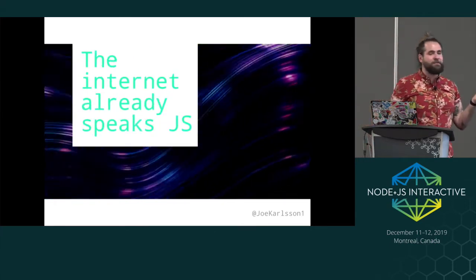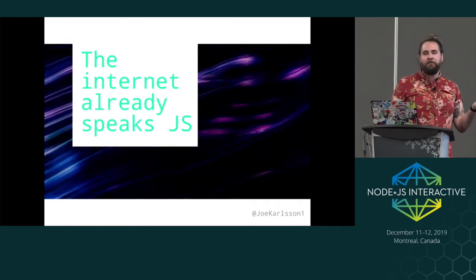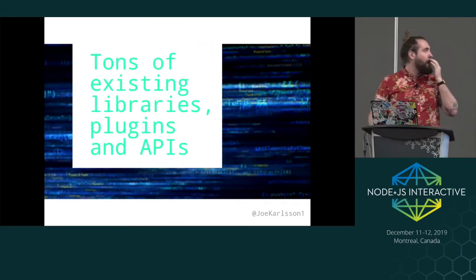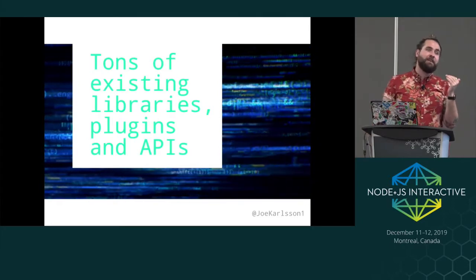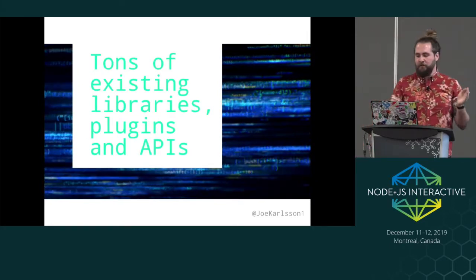And the internet already speaks JavaScript. We're already communicating on the net. Why can't we communicate with IoT projects also with JavaScript? There's a ton of libraries, actually. It's been around. I've been developing IoT in JavaScript for years now, and it's a pretty mature platform.